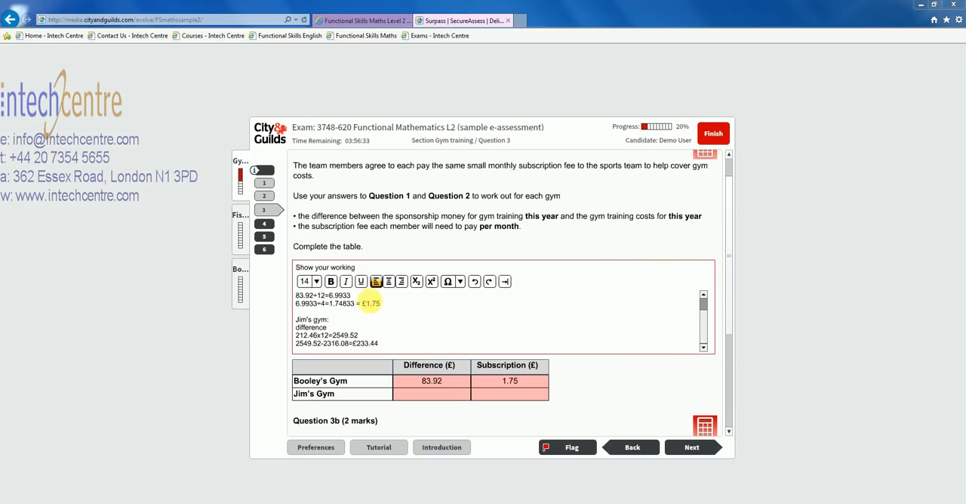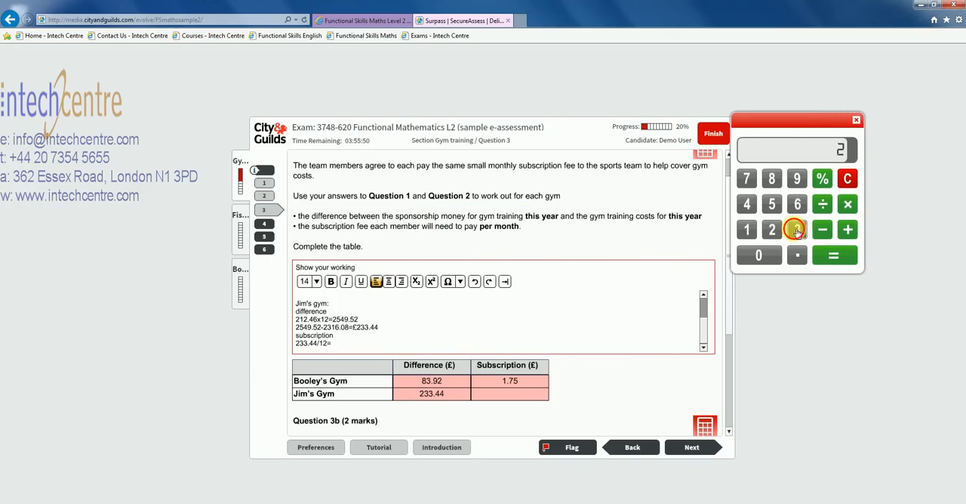Sorry, my screen locked out there, so I'm just going to do this again. So this is 2549.52 minus 2316.08. This is the sponsorship money for this year. That gives us 233.44. And now we're going to need to work out the subscription. So we could divide this by 48 if we wanted to, but we're just going to keep it the same method that we did last time. So that's divided by 12.